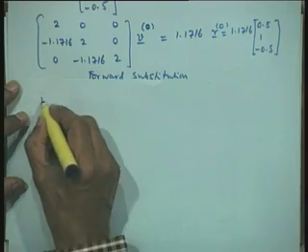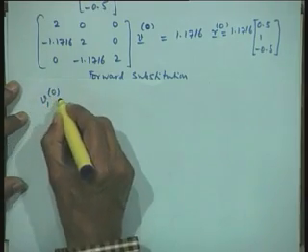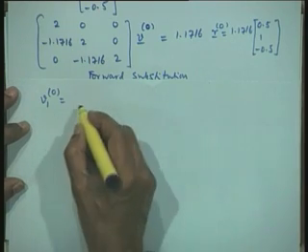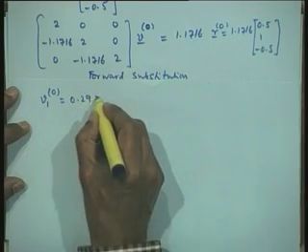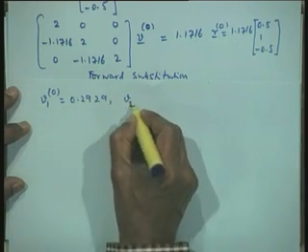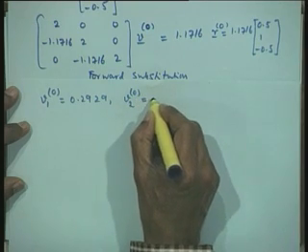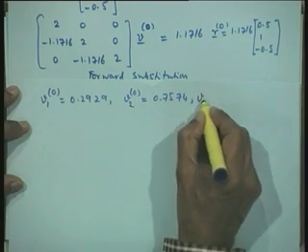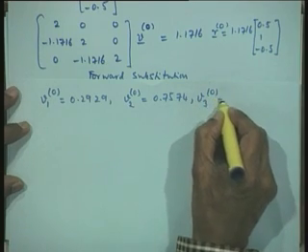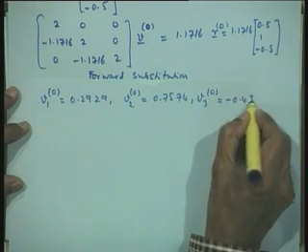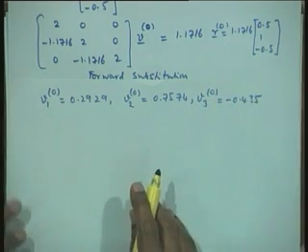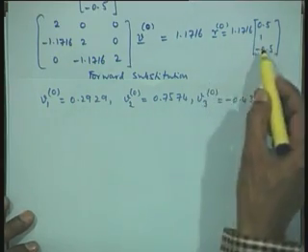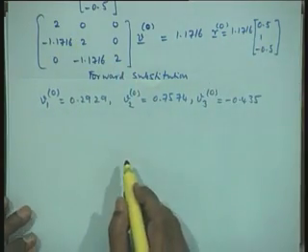If I do that, I would get V1 0 is half of that, 0.2929, I have V2 of 0 as 0.7574, V3 0 is minus 0.435. This is the solution of this system by just forward substitution.